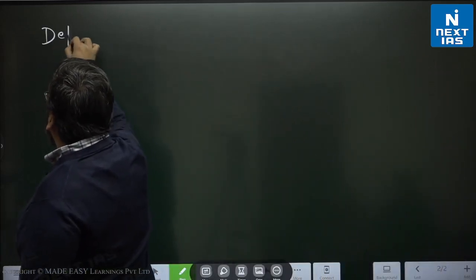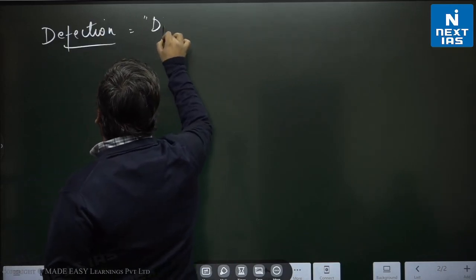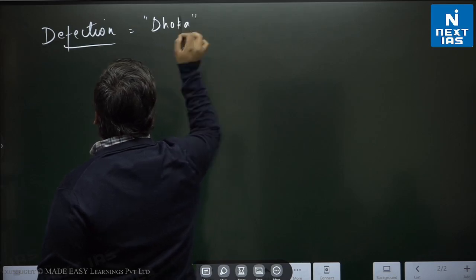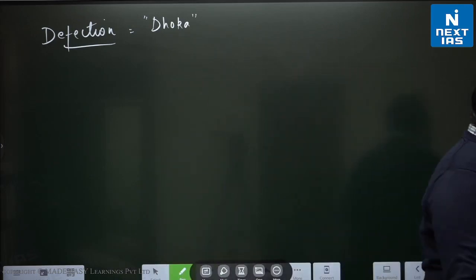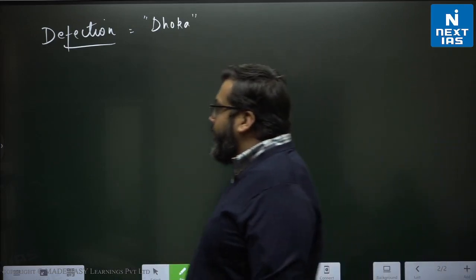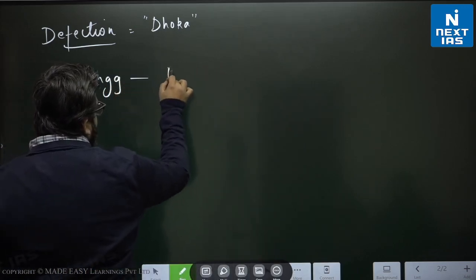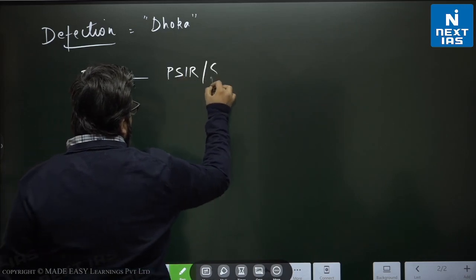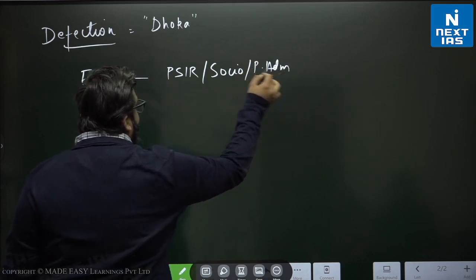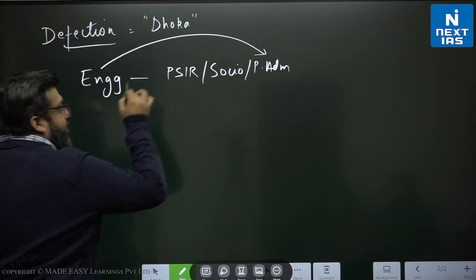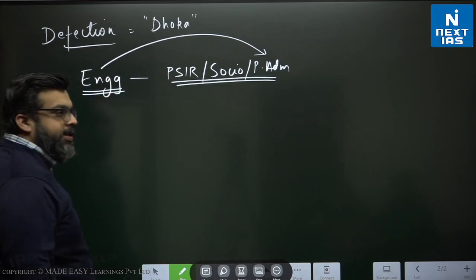Defection in its simplest meaning is धोखा. लोगों को प्यार में धोखा मिलता है, यहाँ राजनीति में धोखा होता है. डिफेक्शन का सबसे सिंपल मतलब होता है धोखा. Now you must understand what this means. For example, some of you might be engineers and you would have taken political science, international relations or sociology or public administration as your optionals. You have committed optional defection. Your education stream and your optional are two different things.